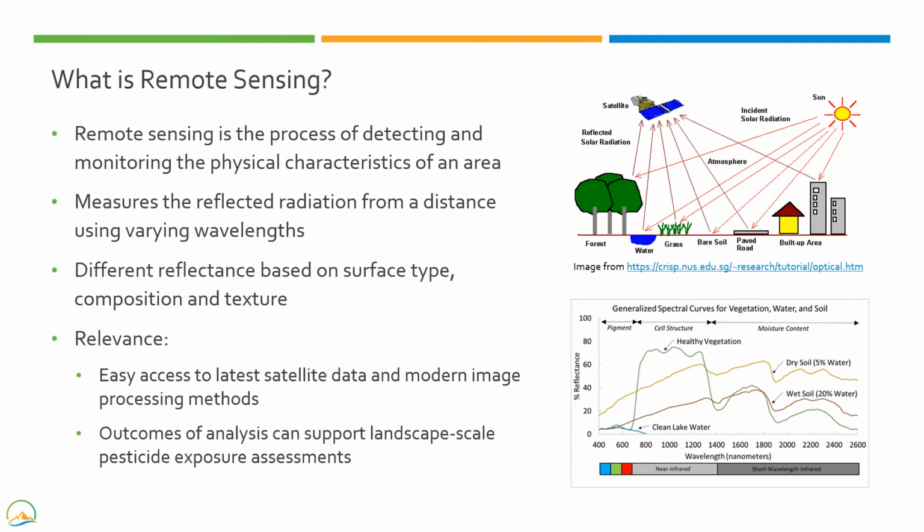The composition and texture of the surface is important, and as you can see in the bottom image, different surfaces will return varying amounts of radiation for different wavelengths. By analyzing the measured reflectance compared to reference information, we can determine what is on the Earth's surface. Today, access to large repositories of recent satellite data and modern image processing methods allow us to gain more information with less effort. This information can be used to support landscape-scale pesticide exposure assessments.